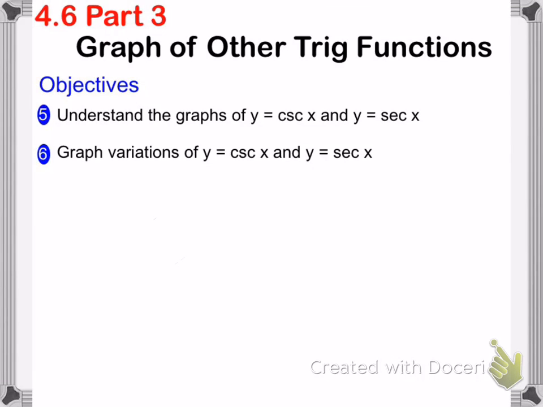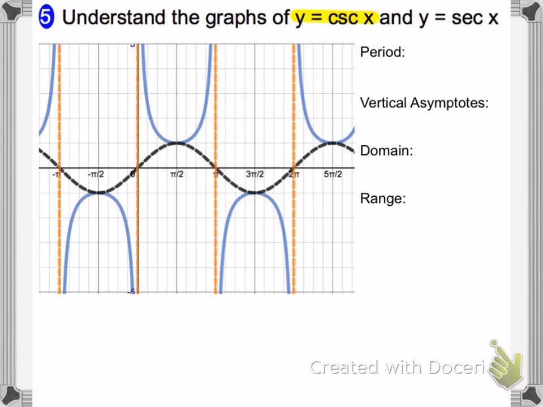In this video, we are going to be talking about the graphs of cosecant and secant, and then also applying some transformations to those two trig functions. Here we are taking a look at cosecant. Now, cosecant is the reciprocal of sine, and that is what you see in black. The cosecant function is actually graphed in blue and has those vertical asymptotes that are highlighted in orange.